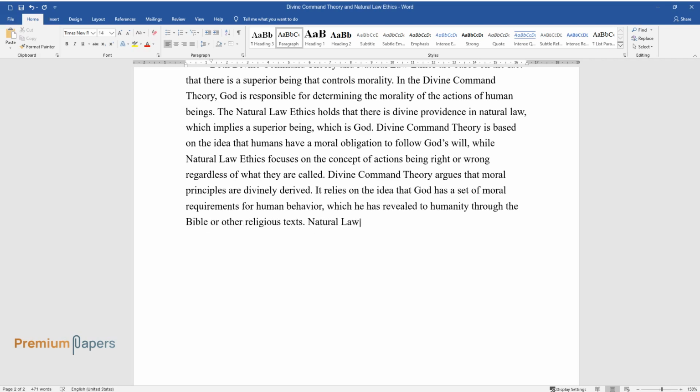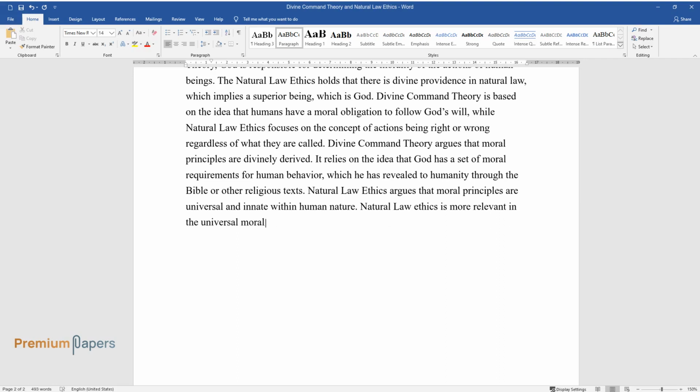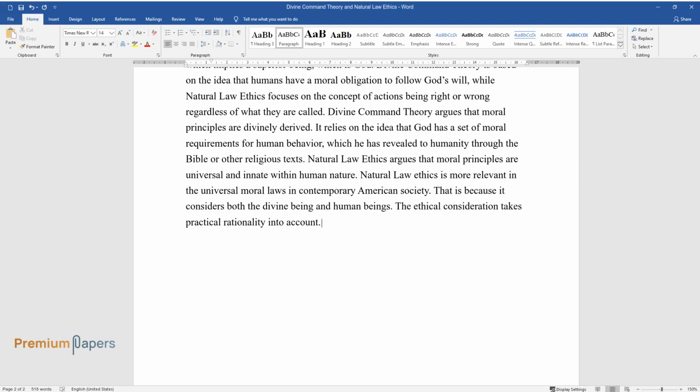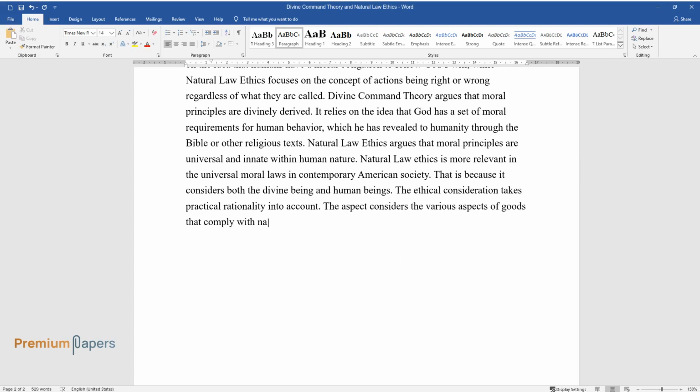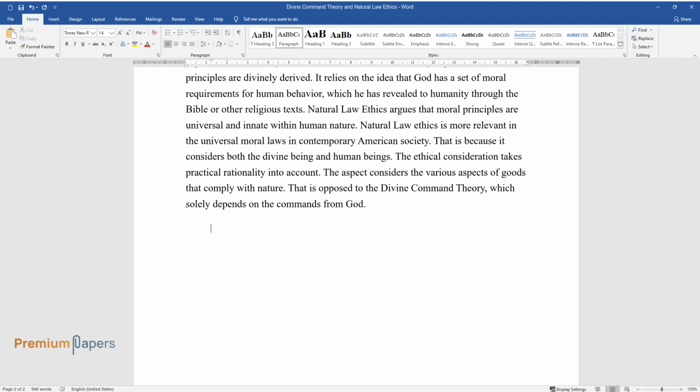Natural law ethics argues that moral principles are universal and innate within human nature. Natural law ethics is more relevant in the universal moral laws in contemporary American society. That is because it considers both the divine being and human beings. The ethical consideration takes practical rationality into account. The aspect considers the various aspects of goods that comply with nature. That is opposed to the divine command theory, which solely depends on the commands from God.